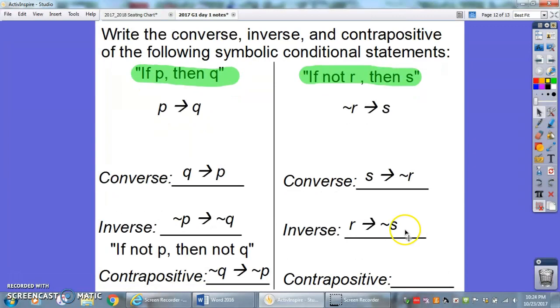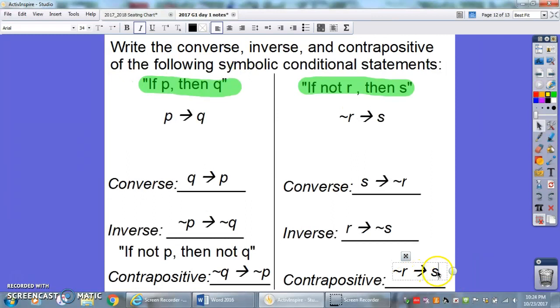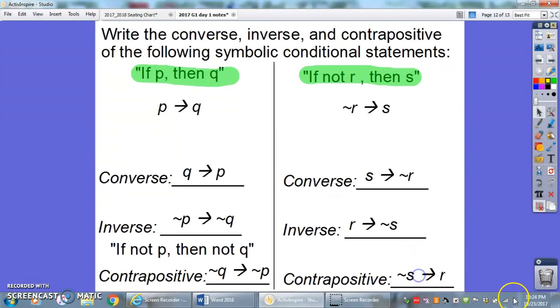Alright, and then the contrapositive, let me duplicate my original, and then let's rearrange this. So for contrapositive, we have to change the order and negate. So I'm going to write S first, but I have to negate it, so I'm going to write not S, and then the not R, you can see it up here, not R, I'm going to write that second, but I have to negate it, so not R will become R. Alright, so there are the converse, inverse, contrapositive for symbolic statements.